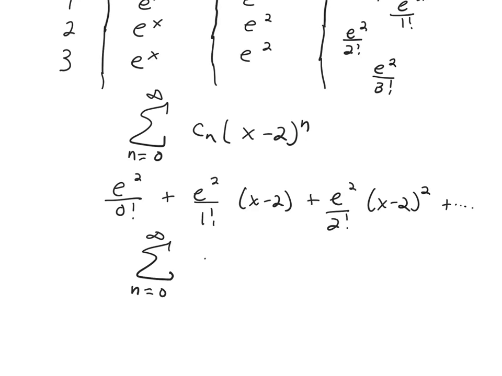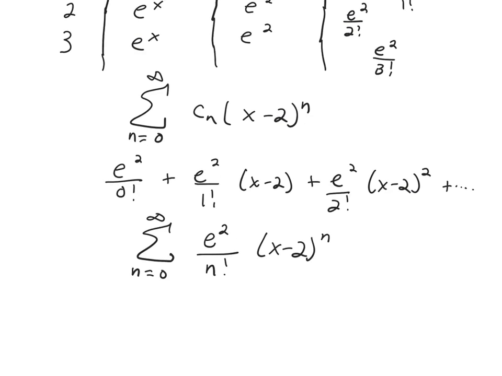So I'm going to write e squared. And then in the bottom I have 0 factorial, 1 factorial, 2 factorial. That's still n factorial. And the only part I haven't accounted for is this x minus 2 to a power, so it's x minus 2 to the n. And this is my Taylor series, centered at 2. Okay.